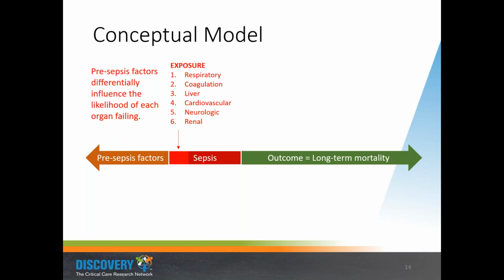And the same was true for neurologic disease. For example, patients with dementia or prior delirium were much more likely to have neurologic dysfunction acutely.